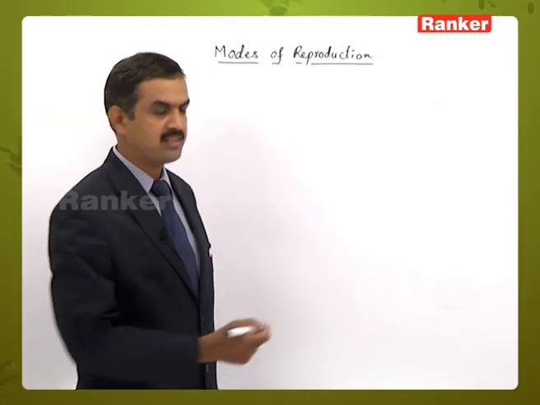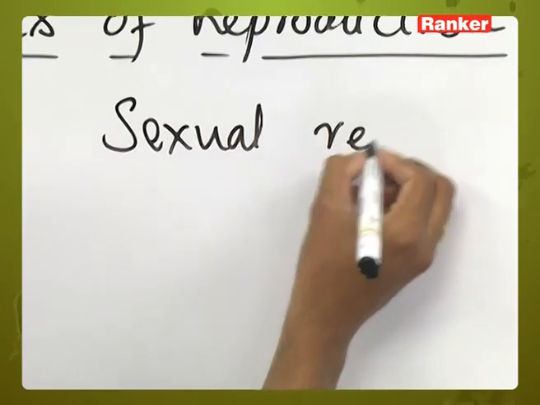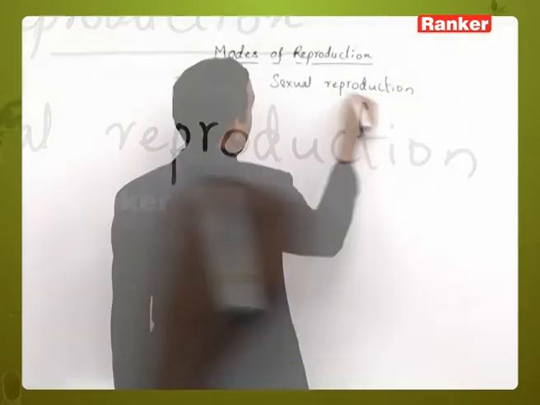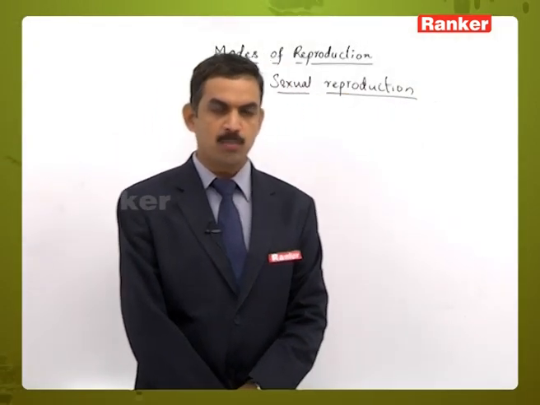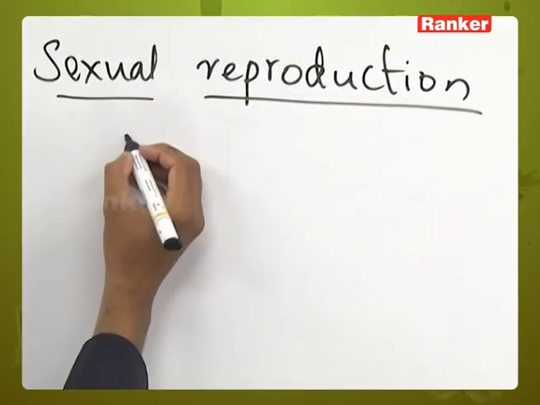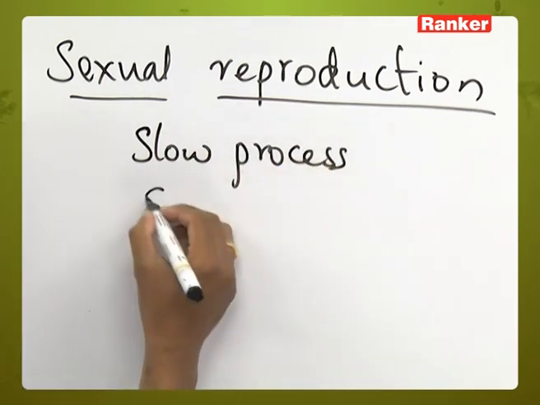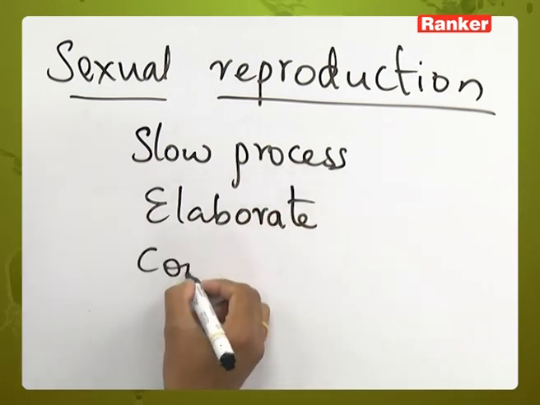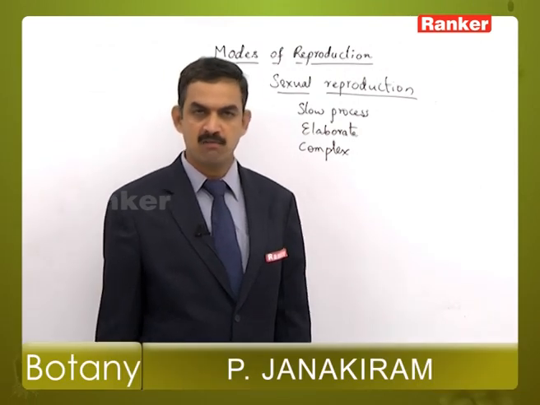In the modes of reproduction, next one is sexual reproduction. Sexual reproduction is considered to be the advanced one, which is a slow, elaborate process, and more complex when compared to the vegetative and the asexual methods.